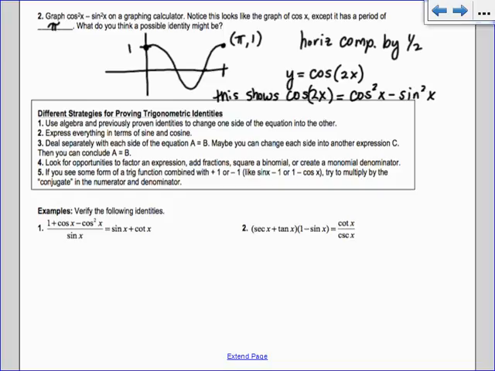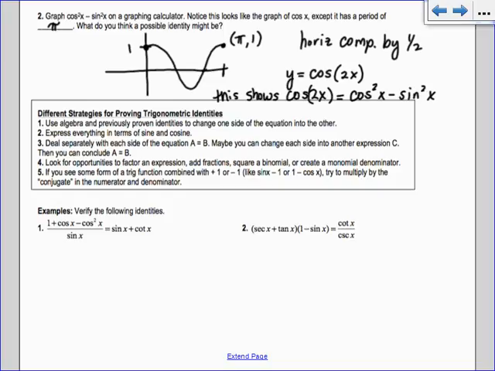Okay, so we're getting to the point where we're going to be proving that things are true. So these are what I've been talking about: we're proving trigonometric identities. There's lots of different ways that you can do this, so different strategies. Number one, you could use algebra and previously proven identities to change one side into the other. A lot of times I'll write left-hand side, and then I'll get it to equal the right-hand side. Number two, you can express everything in terms of sine and cosine if you get stuck.